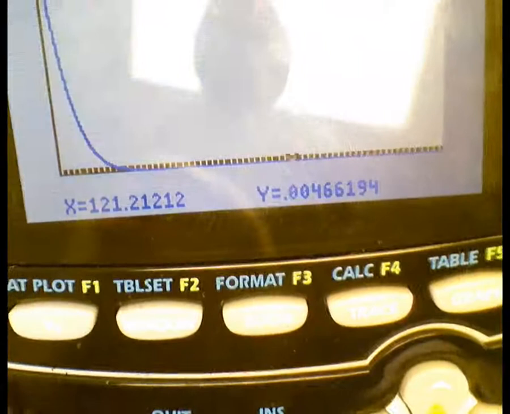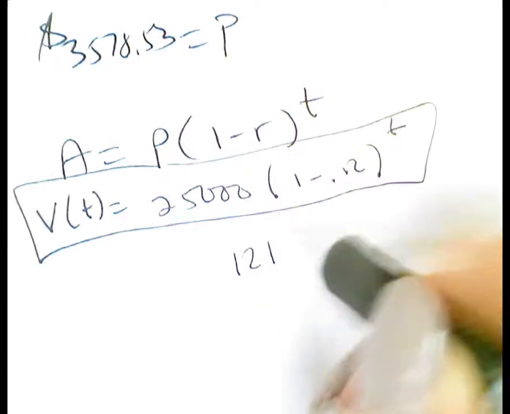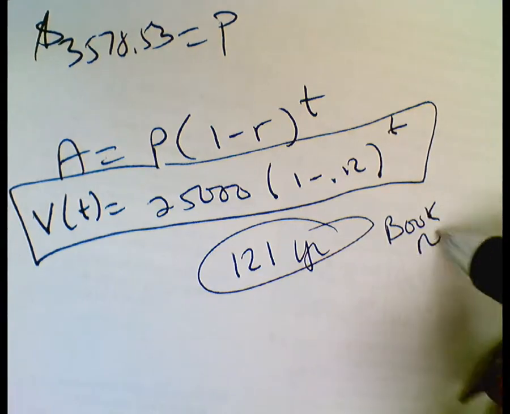But it's still not 0. Do you see there's still decimals? But you'd say it would have to be around 120 years, so it's really worth nothing. That's what I would say. But the book says never, because there is a horizontal asymptote at 0.